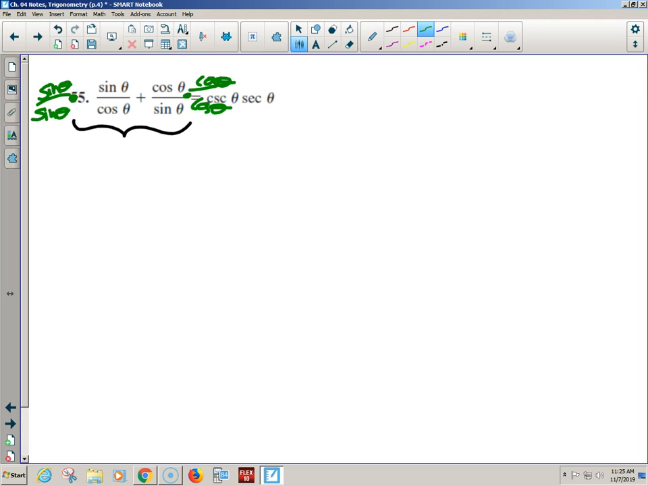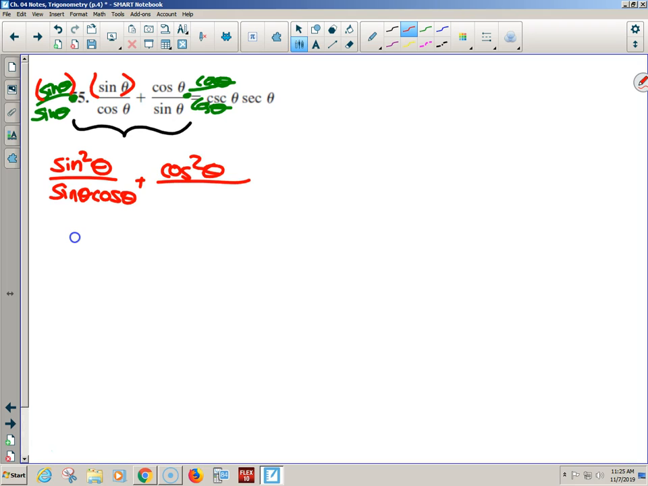Okay. So what do we get? Fractions, multiply across. Sine squared plus cosine squared over cosine sine. Now, careful. Sine squared theta. There's a way of writing that, right? It is technically sine theta squared, but this is a nicer notation.